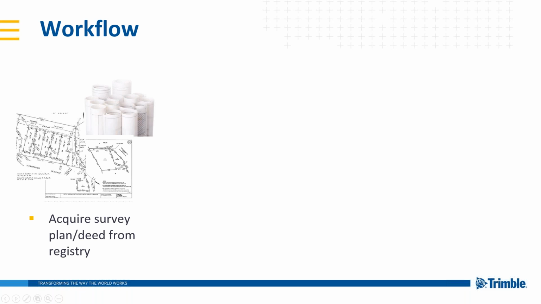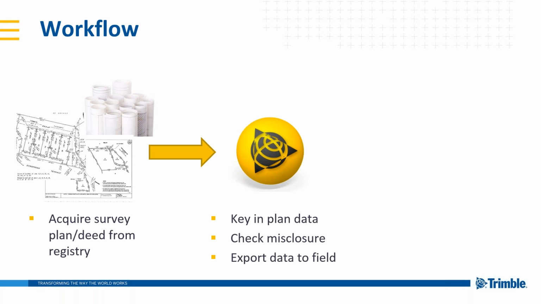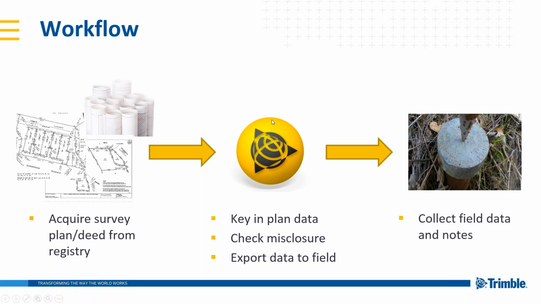So first, typically it starts with going to your local deed registry or land titles office, whether that's a physical location or online, and acquiring a digital or a hard copy plan. And you take that plan, you bring it to TBC, and if it's a digital plan, you can import it as a PDF into TBC and actually view it on the screen, or we can just take the data that's on the plan, key it in using the create COGO command that I mentioned before, check the misclosure of the existing plan line work, and then export that data to the field, whether that's line work or points or both, and then you can use that in the field for finding monuments.